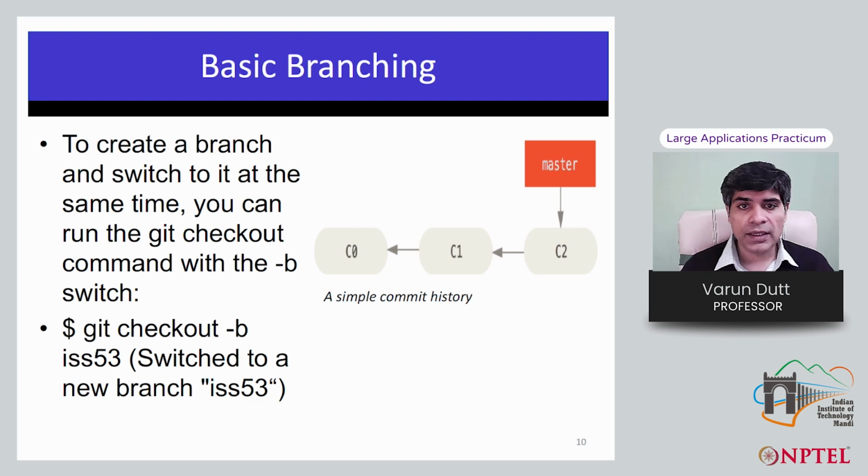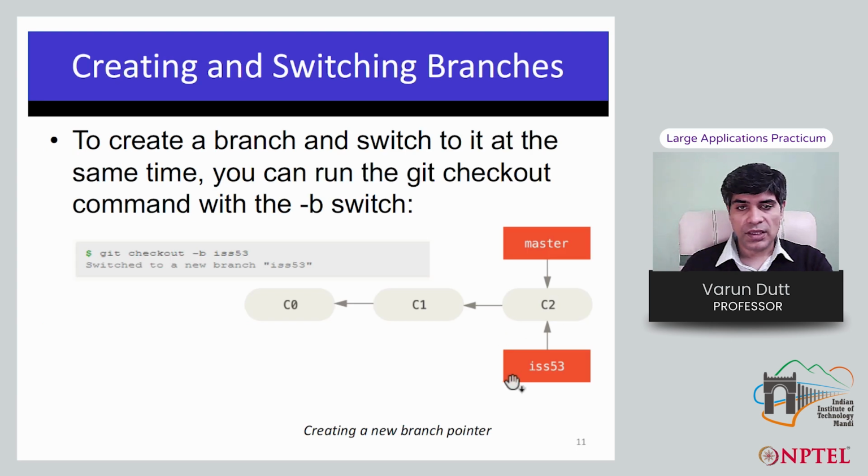So how do we do that? If we have to create a branch and switch to it at the same time, we can combine multiple commands, and the command to do it is git checkout -b, followed by the name of the branch. Here -b creates the branch and then moves the head pointer to that branch. ISS53 is the name of the branch. If we run this, you already have a master and you will now have an ISS53 pointing to C2, which is the case here. We have also switched to ISS53, so the head pointer is now pointing to ISS53.